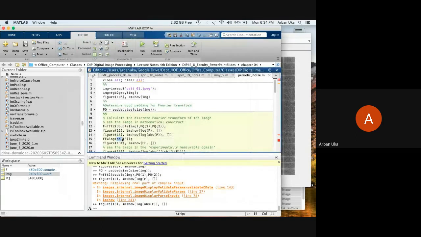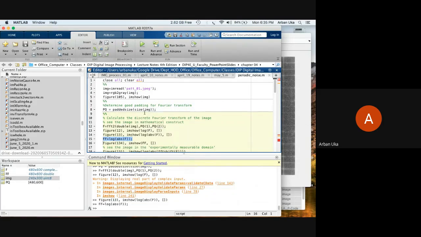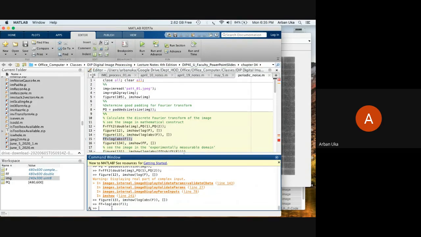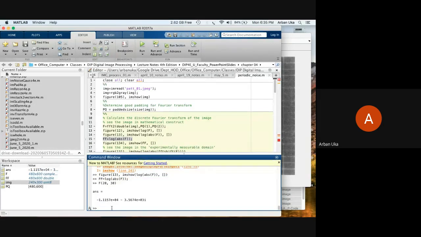And ff is equal to the absolute value. So we know what f is, but let's define a new variable, which is the absolute value of all the numbers we calculate. When we talk about absolute values, let's look at f at 20 by 30. The f is the Fourier transform. In a specific entry, in the 20th row and 30th column, we see a number which is 1 times 10 to the power 4.